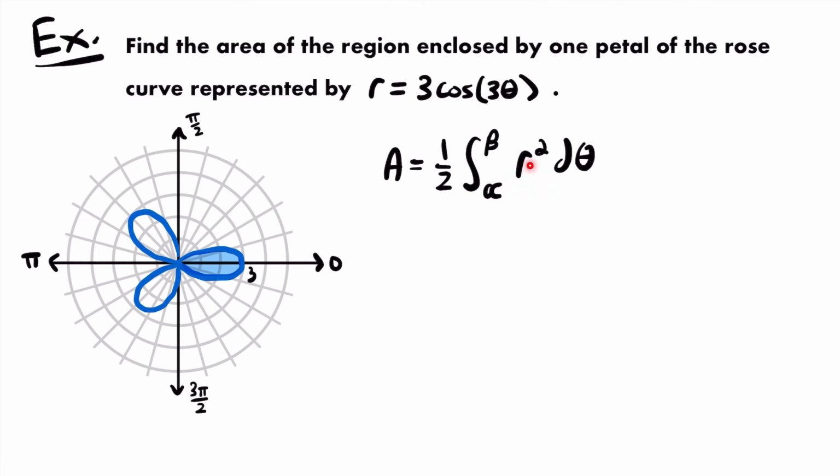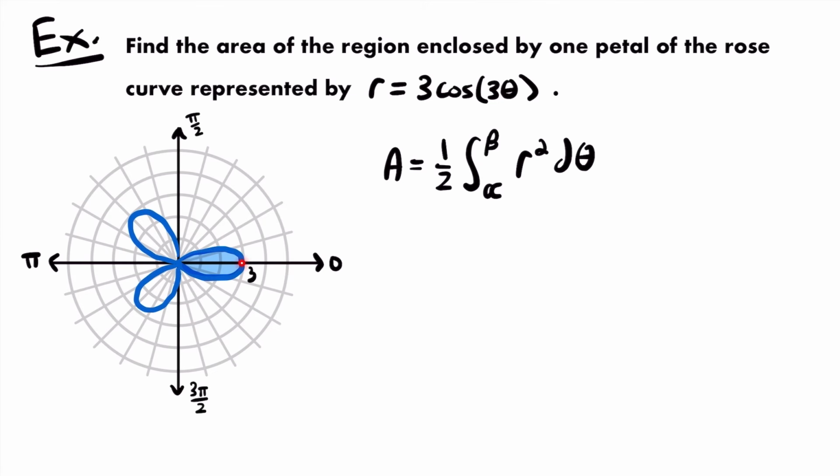All right, now we know r is equal to 3 times cosine of 3 theta. That's pretty easy. What's a little bit more tricky to determine are the bounds of integration. What two angles of theta does our region lie between? And in this case, that's not really obvious. It's not really easy to just look at this petal and determine what angles it's between.